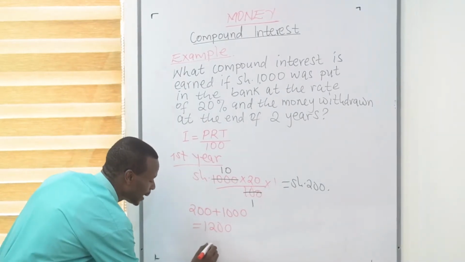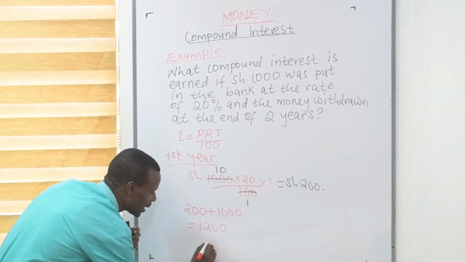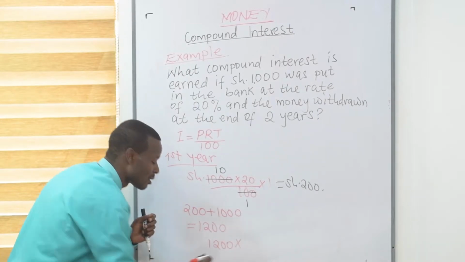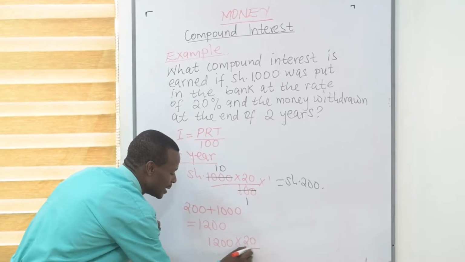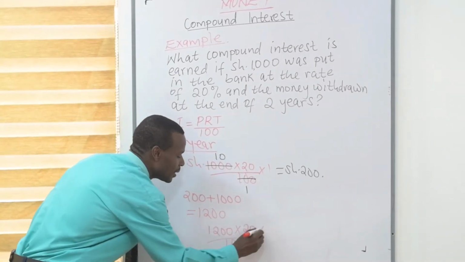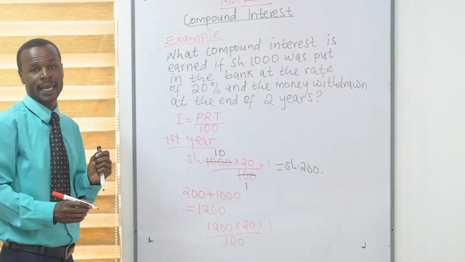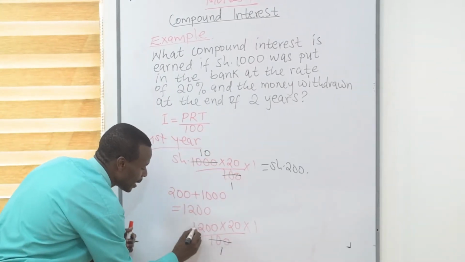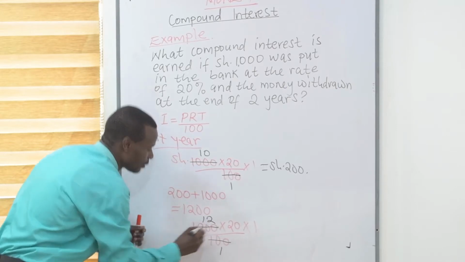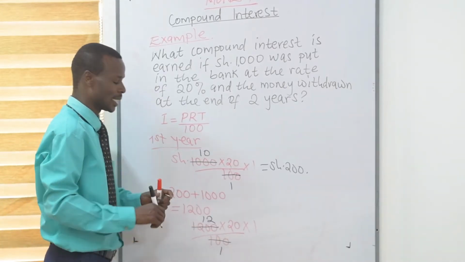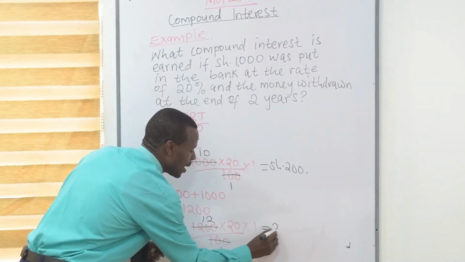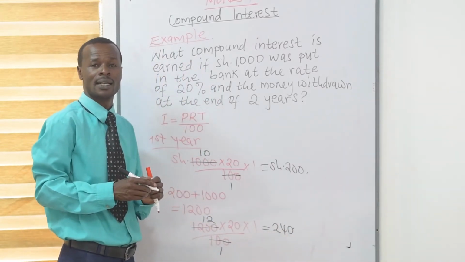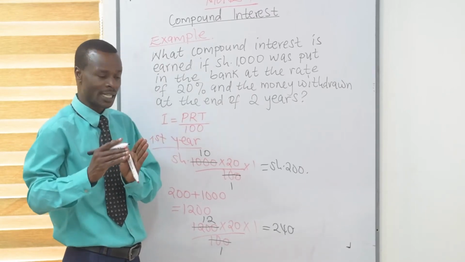Now, to get the interest, you say the principal 1,200 now, multiply by the rate, which is 20%, that is out of 100, and then you multiply by now the second year, that's another year. You simplify this, 1 by 10, 1 by 12, and what is 12 times 20? That is 240. This is now the interest that is gained at the end of that year.